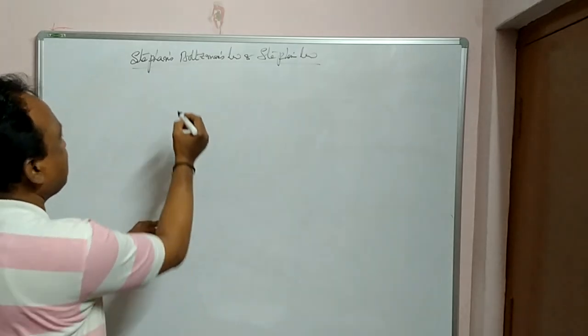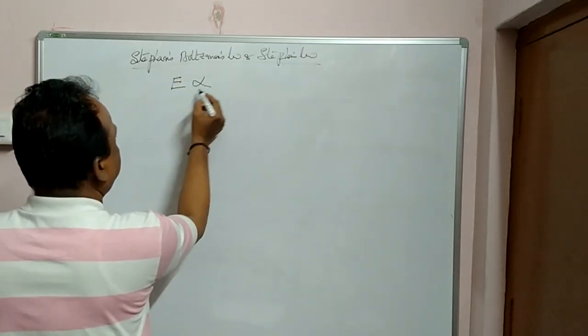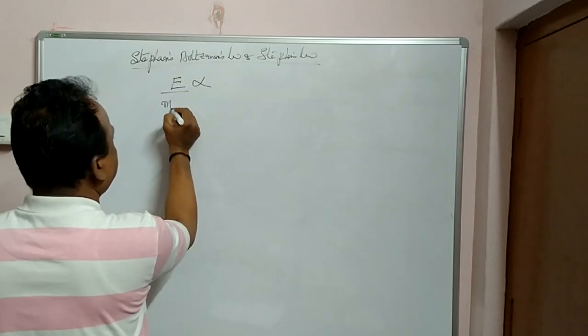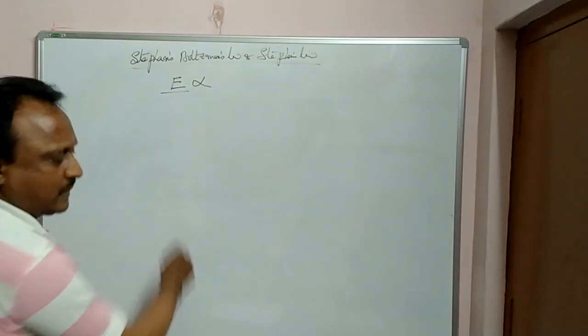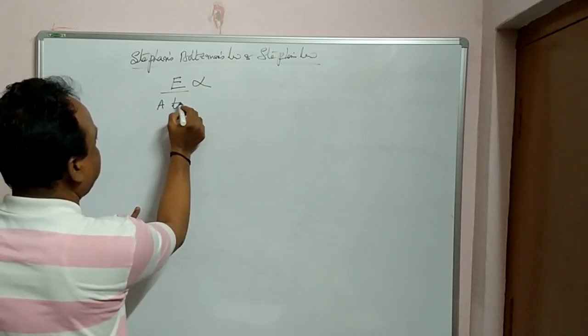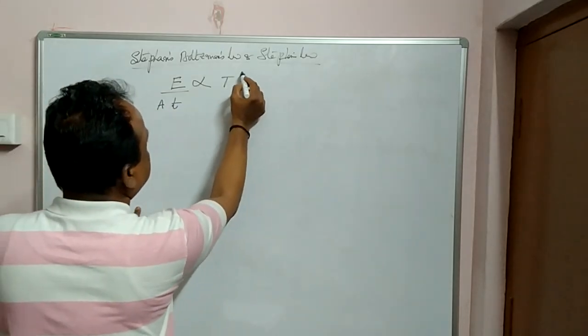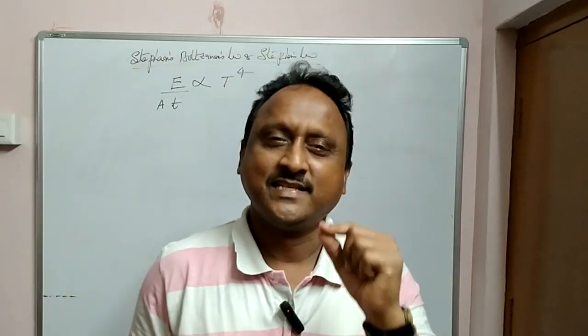See, he has given it very simply. The amount of heat energy emitted per unit area in unit time is directly proportional to the fourth power of absolute temperature.